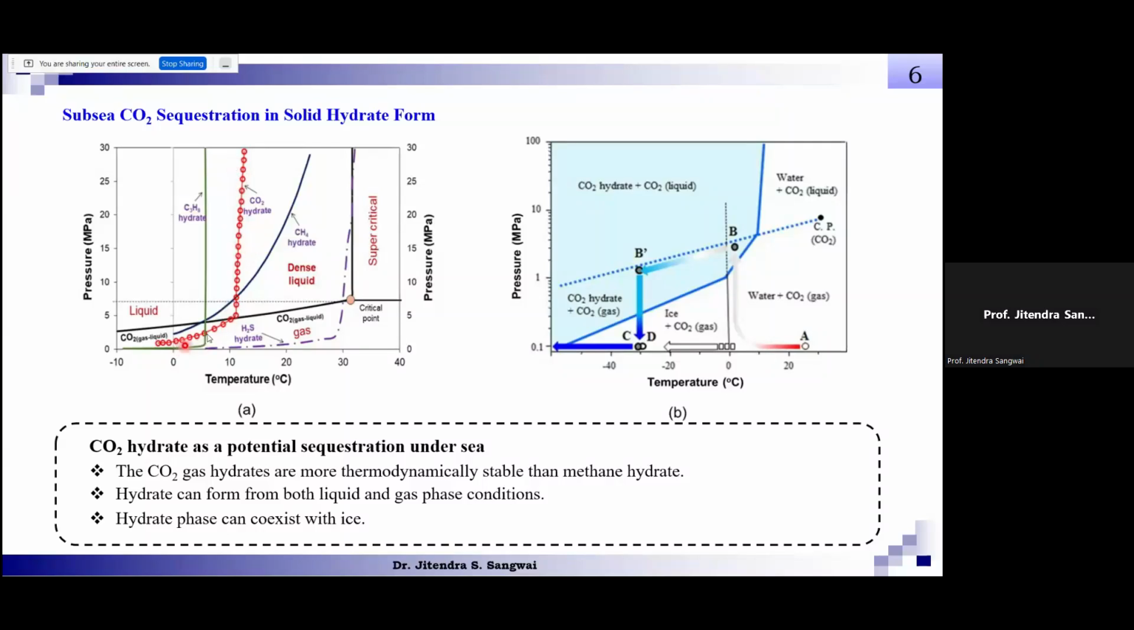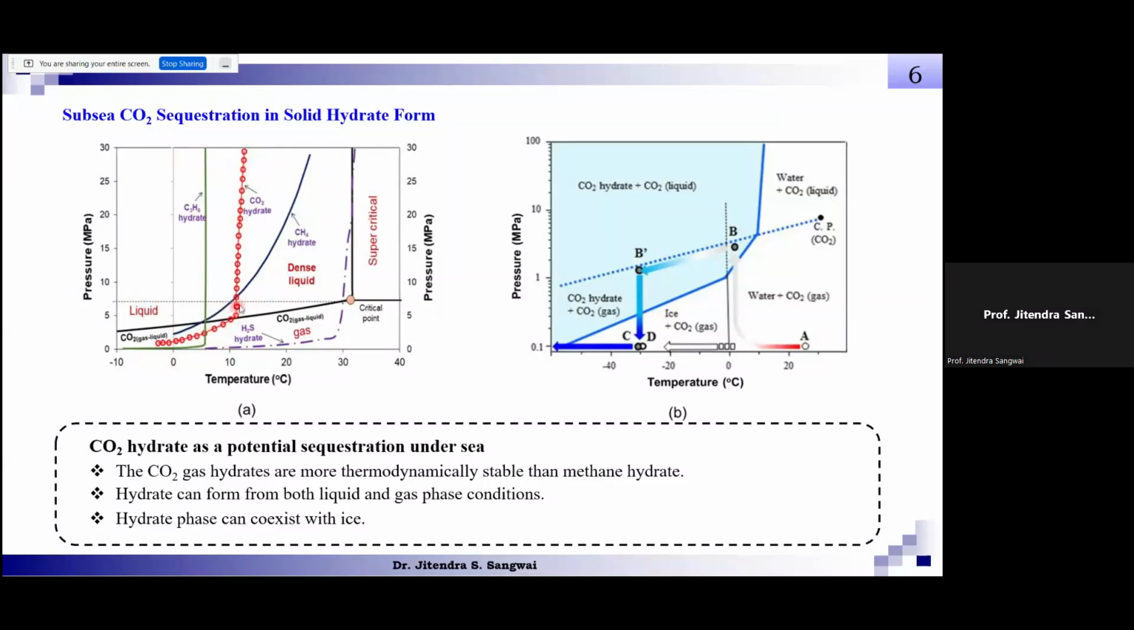Now, this CO2 hydrate, if you look at this, it indicates that at a certain temperature and pressure condition over here, any condition on the left-hand side, forget about this green line and forget about this methane curve and propane curve.